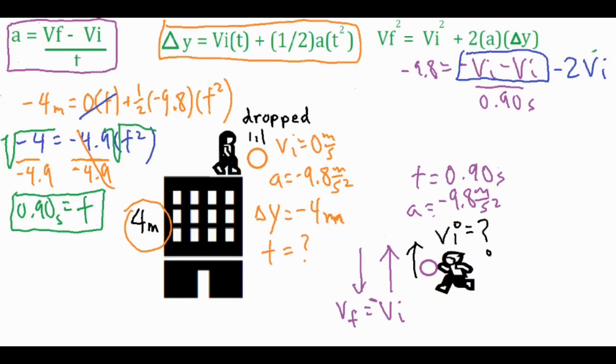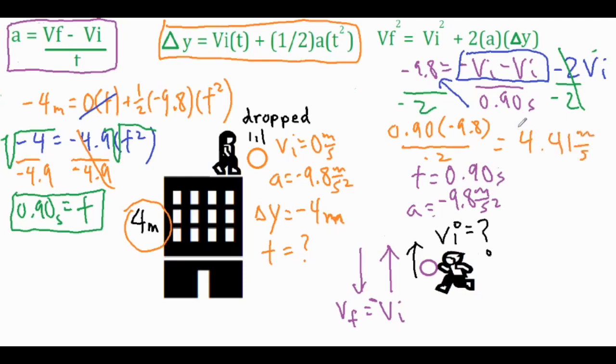And then we're almost there. We can go ahead and just cross multiply the 0.90 over to the other side, which is basically the same thing as multiplying both sides by 0.90. And then we can go ahead and divide both sides by negative 2 as well. Okay, and then our answer is going to be 0.90 times negative 9.8 divided by negative 2, and that equals 4.41 meters per second for our initial velocity.